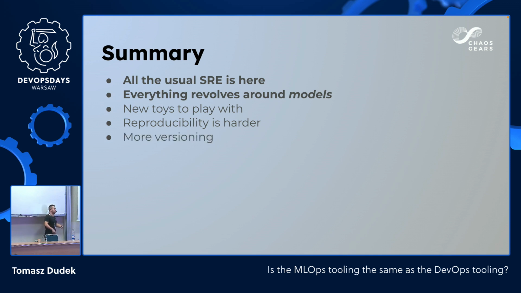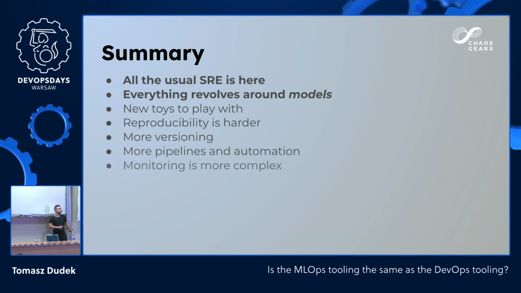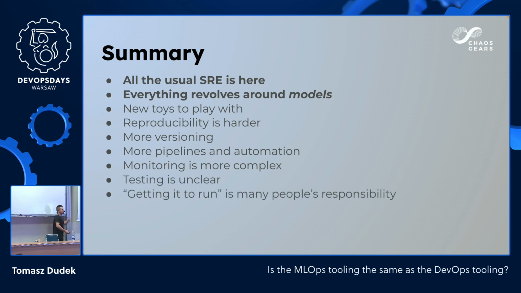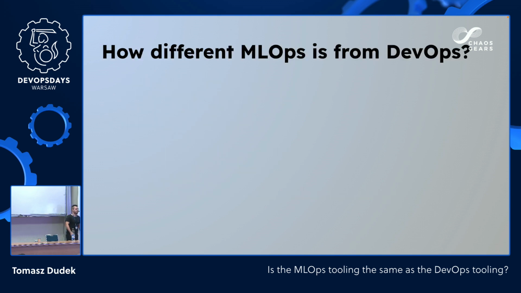You're using more versioning. You also version data and experiments. You've got a model building pipeline. The monitoring is way more complex. You have some so-called model drift and data drift to observe. Testing is unclear how to do it properly, and getting it to run is basically the entire team's responsibility.